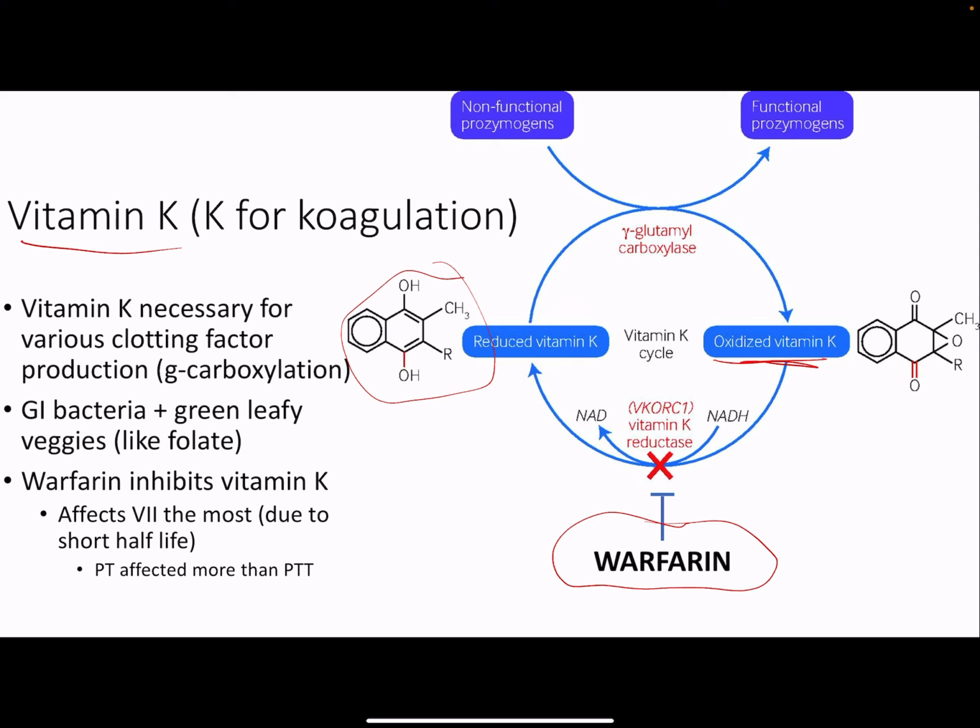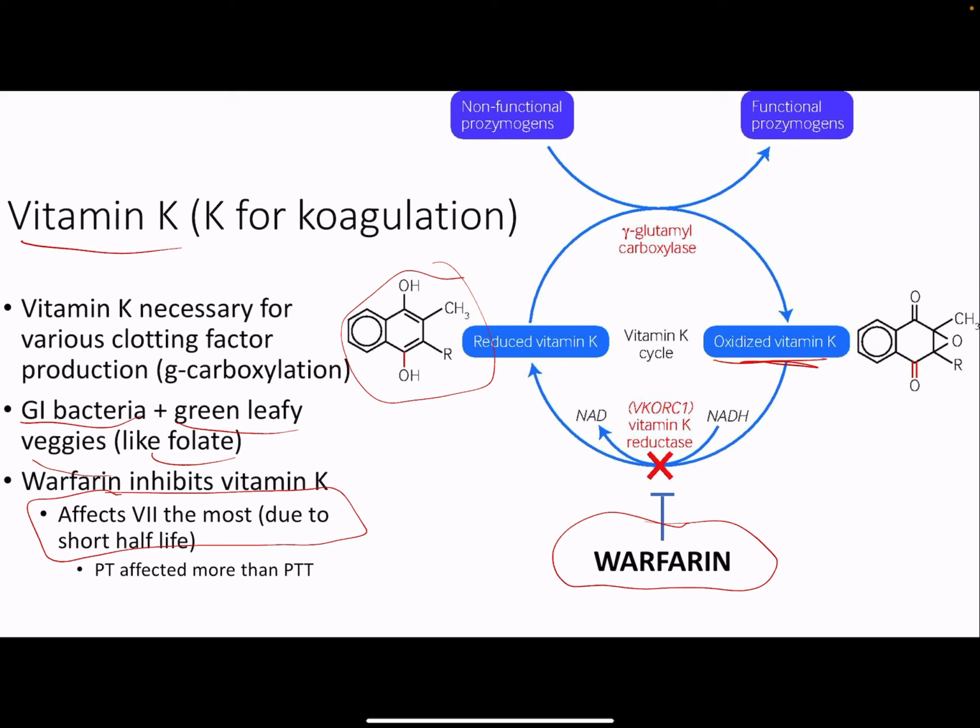Where do we get vitamin K? The GI bacteria produce it for us. We do get a little bit from our diet as well, from green leafy vegetables, just like folate. And as we mentioned, warfarin inhibits vitamin K. Very important that the half-life for 7 is very short. So warfarin doesn't inhibit, vitamin K is necessary for coagulation factor production. So that means if I take a bunch of warfarin, that means I'm not producing new clotting factors. It doesn't mean I'm inhibiting clotting factors I have now.